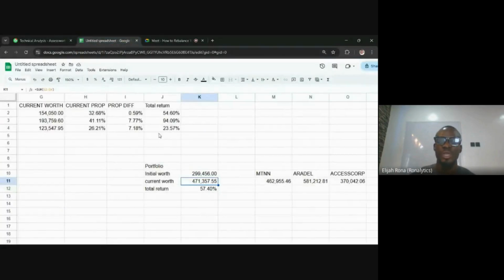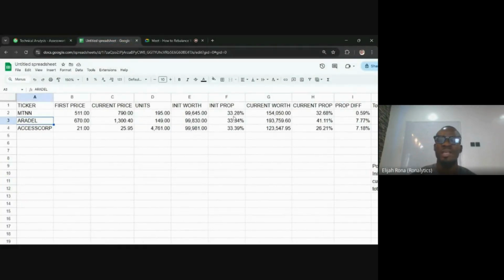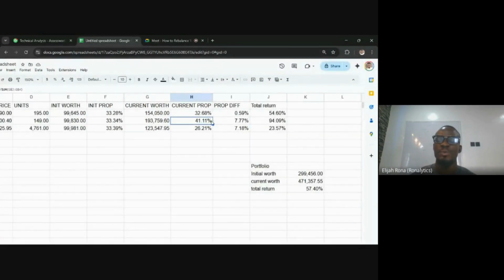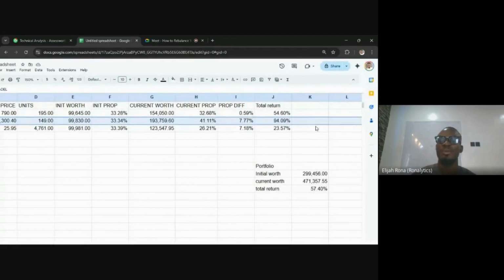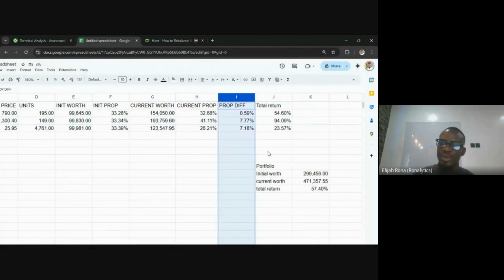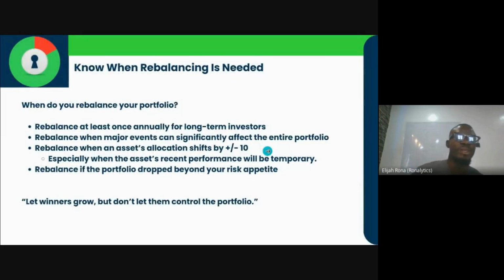So considering the current holdings in this portfolio here, we are seeing that Aradel alone is around 41.11% of the portfolio. So what this simply means is that anything that significantly happens to Aradel significantly happens to your portfolio. I hope that you understand and you agree. That's it. Now you want to consider rebalancing when any asset shifts by 10%.